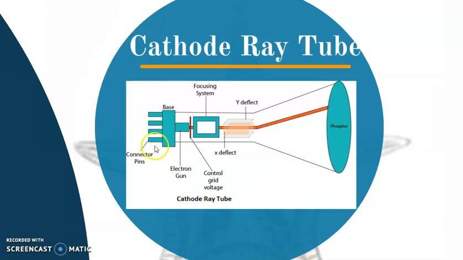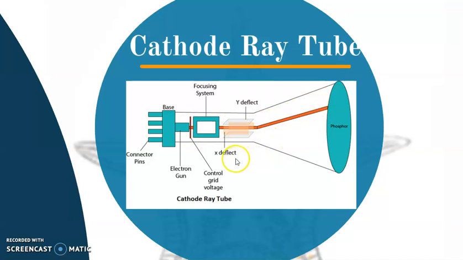Now we could see connector pins here. We have an electron gun that continuously emits electrons. This orange line is nothing but the electrons that are getting emitted from the electron gun. I have one more component here, the focusing system. The focusing system is basically going to focus the electron beam to a single dot on the screen.